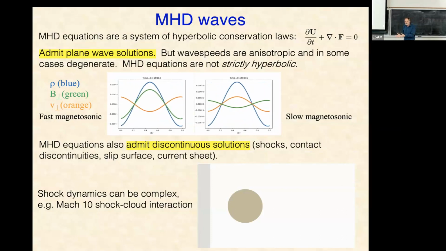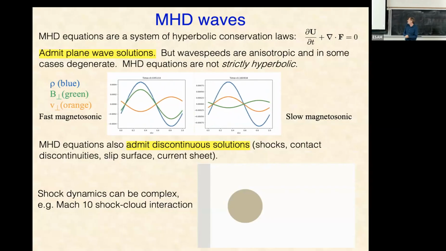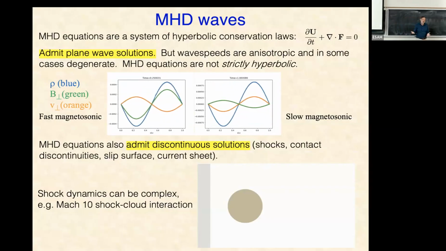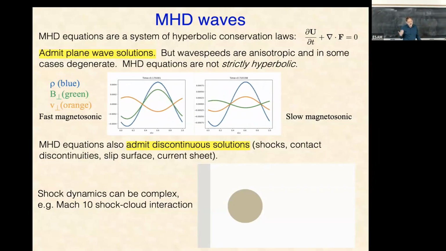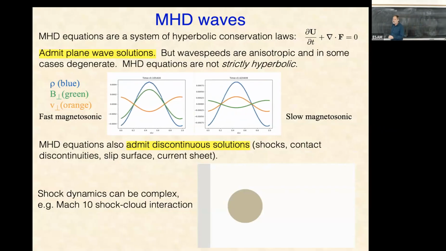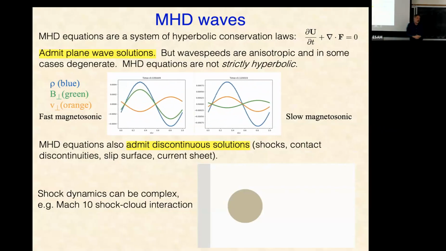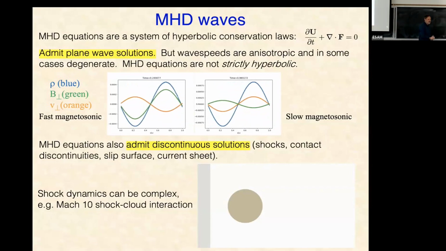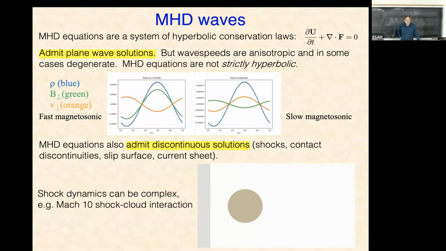That's because sometimes the fast wave becomes degenerate with the Alfvén wave. So that means they're not strictly hyperbolic, because the eigenvalues and eigenvectors are not linearly independent in all circumstances. That's what it means by not strictly hyperbolic. That makes it a little more challenging, because when you're trying to solve the eigenvalue problem to get the characteristics, you have to know how many you're looking for. And sometimes the matrix is singular, which makes it much harder to figure out.